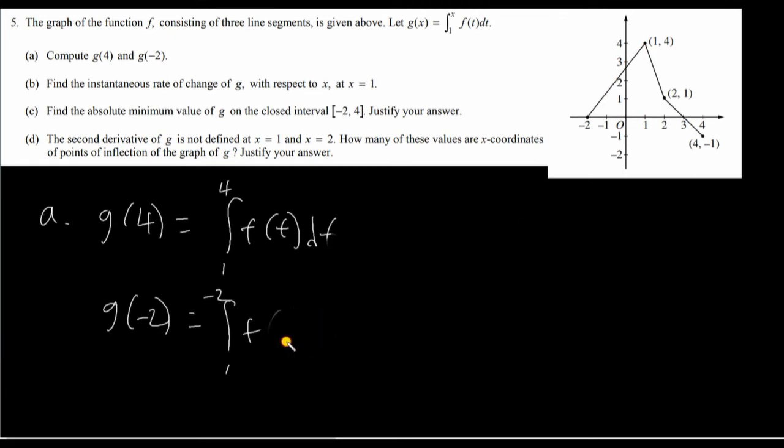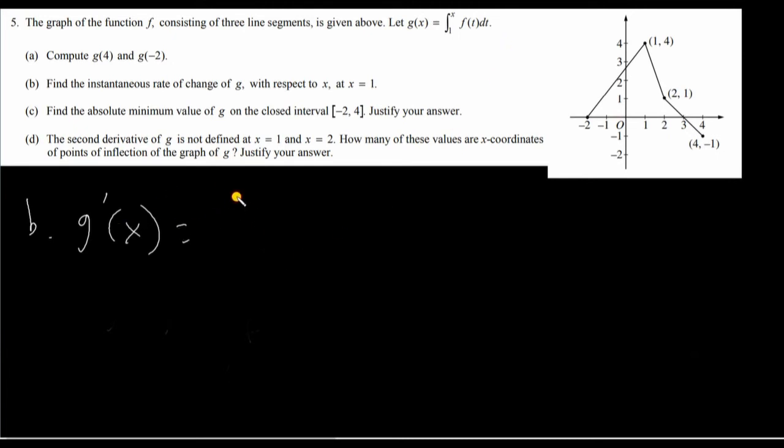Okay, and then part B, find the instantaneous rate of change of g with respect to x at x equals negative 1. Okay, so when you see words like rate of change, you should think of derivatives. So the instantaneous rate of change of g is going to be g prime of x. And since g of x is this integral, the derivative of g is going to be the derivative of this integral.